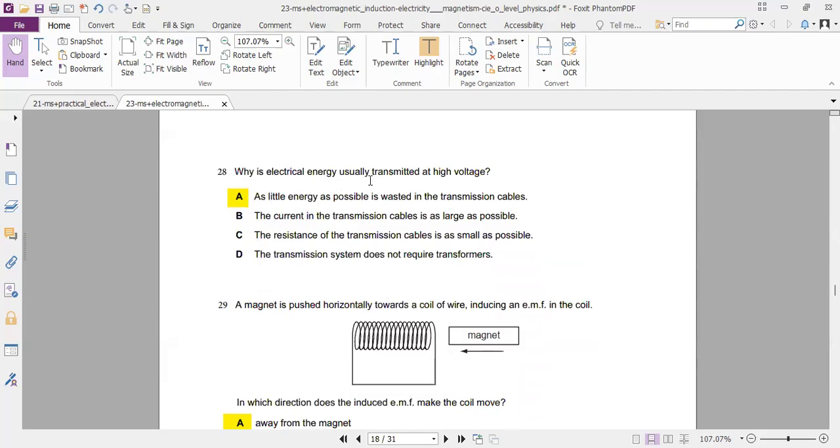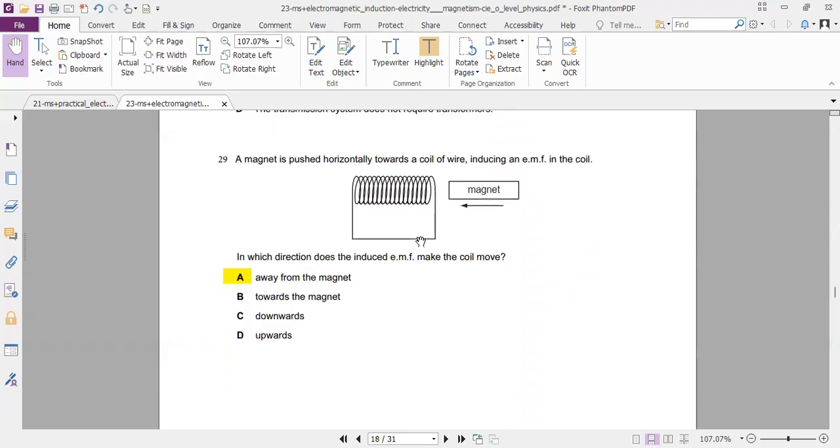Why is electrical energy usually transmitted at high voltage? Because we want to waste as little voltage, power or energy as possible. Number 29.